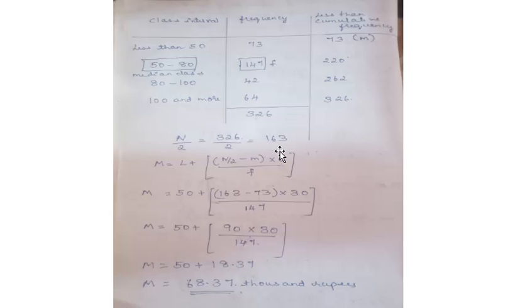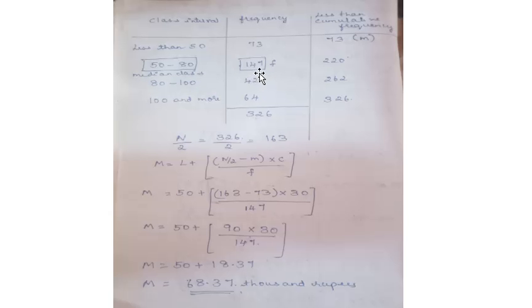After getting 163, you have to search in the less than cumulative frequency whether you have 163. If you have 163, you continue with that. But here, if you check, you don't have exactly 163. So you see the next highest number, which is 220. When 220 is the next highest number, straight to that you check the class interval. What is the class interval? 50 to 80. That you write as the median class.